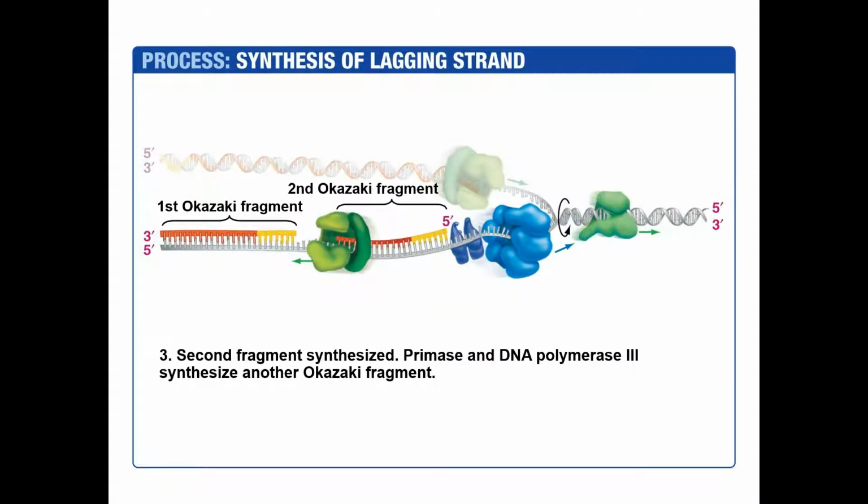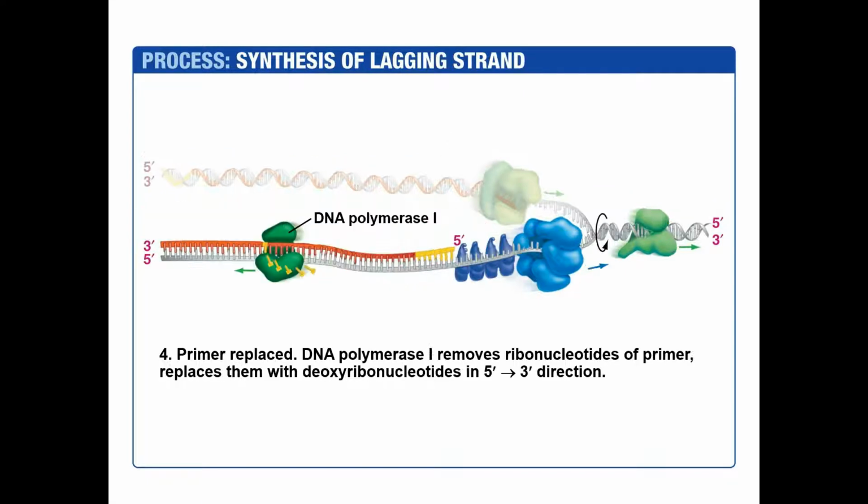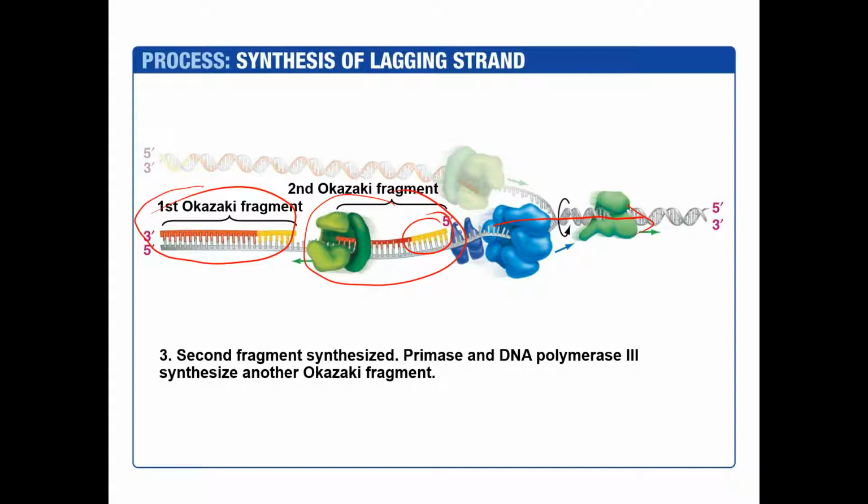Here you have your first fragment that we saw laid down. Now we have our second fragment that's laid down. So you have a new RNA primer, and DNA polymerase comes in and begins adding DNA nucleotides. Again, your replication fork is opening in this direction. Now, when DNA polymerase bumps into this pre-existing RNA primer, it's going to fall off.